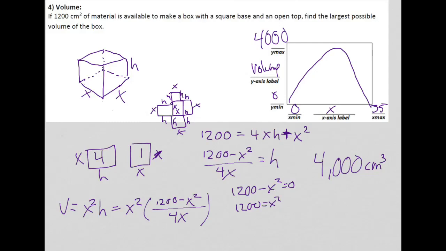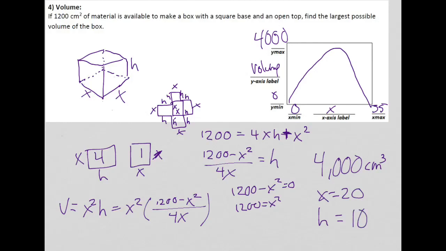And let's go over the dimensions real quick, just for fun. x is going to equal 20, and then the height of the box is going to be 1,200 minus 20 squared over 4x. So let's do that real quick. I dropped my pen. And you should get h equals 10.